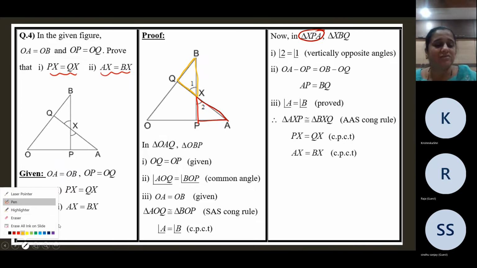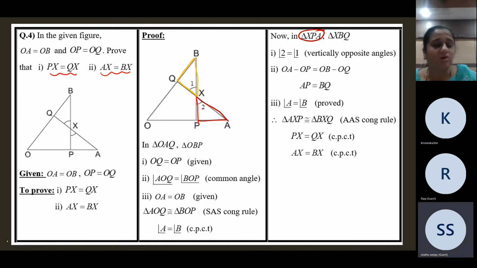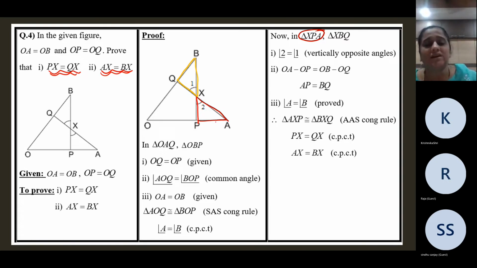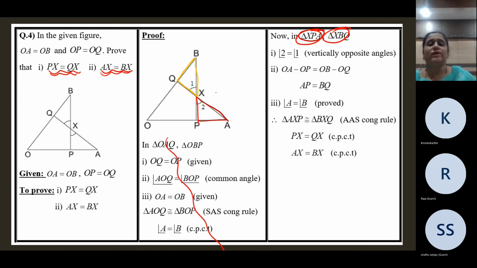Yeah, children. Now, do you understand the triangle selection? We'll have to prove that PX is equal to QX and AX is equal to BX. Clearly, these line segments are in triangles APX and BQX. So we have to take up these two triangles. But when we take up these two triangles, now let's start from there. How do we know that we have to do this? Let's start from here only. So we'll take up these two triangles.